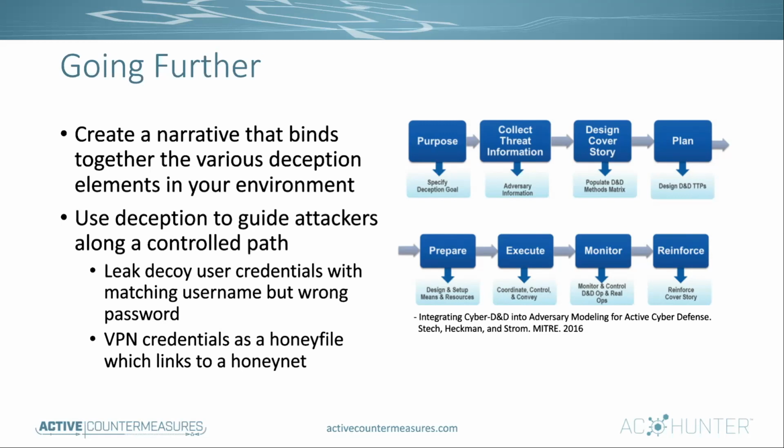Or if you want to go even further and you have some time to spare, you might set up some VPN credentials as a honey file, which links into a whole new network that is not related to your production network, but you have highly instrumented, so that way you can monitor their moves inside that network. We would call that a high interaction honeypot, or in this case, a honeynet. And you can get a lot of recon information out of doing that.